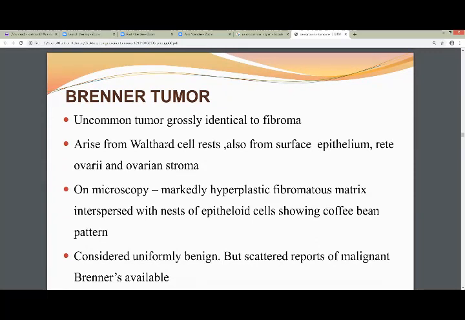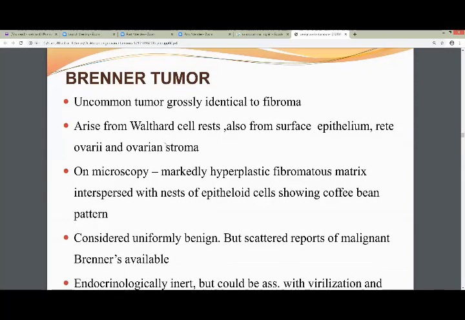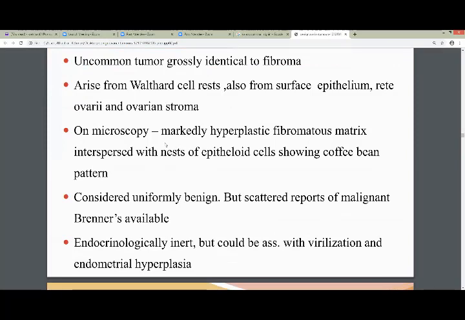An uncommon tumor, grossly identical to fibroma. So grossly, if you look with the naked eye, it looks similar to fibroma. It means it has a solid appearance. It arises from the Walthard cell rest, also from the surface epithelium and ovarian stroma. On microscopy, we can see a markedly hyperplastic fibromatous matrix interspersed with nests of epithelioid cells showing a coffee bean pattern. So what we see on microscopy is a hyperplastic fibromatous matrix and epithelioid cells. They are considered uniformly benign, but scattered reports of malignant Brenner variants can be seen. Endocrinologically inert, but can be associated with virilization and endometrial hyperplasia.